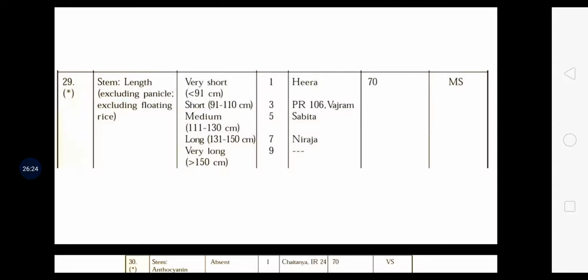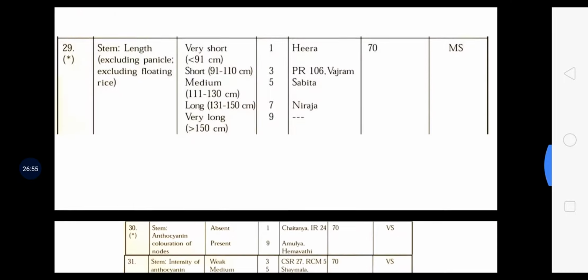This is divided into very short, that is less than 91 centimeters, scored as 1 and example is Hira. Short is 91 to 110 centimeter, scored as 3. PR 106 and Vajram are the examples. Medium is 111 to 130 centimeters, scored as 5 and example is Sabita. Long is 131 to 150 centimeter, scored as 7 and example is Neeraja. Very long is more than 150 centimeter, that is scored as 9.